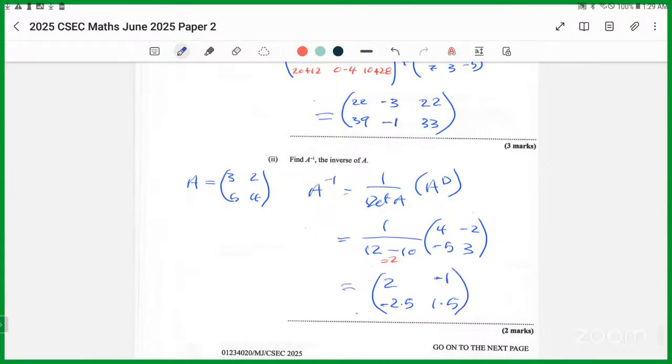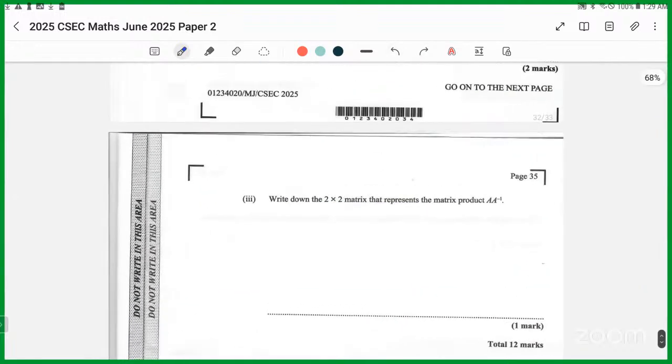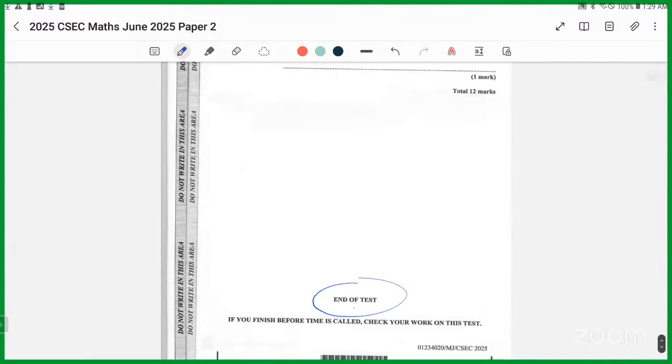That is the inverse. Question says, write down the 2 by 2 matrix to represent the matrix product A times A to the minus 1. A times A inverse is equal to the identity matrix for multiplication, I. And I is the matrix 1, 0, 0, 1. It's just like the number 1. This doesn't need any calculation. And that is it, end of this test.